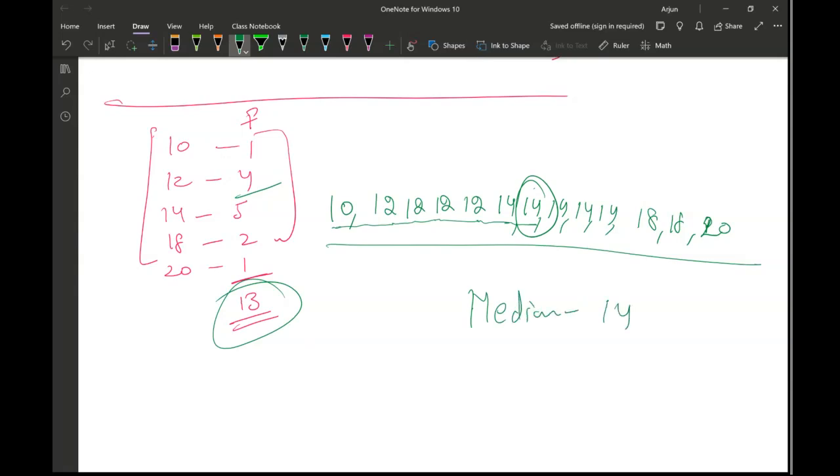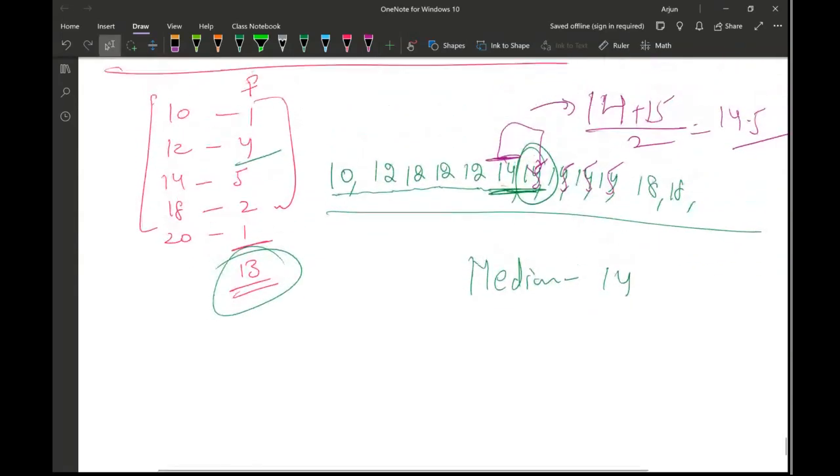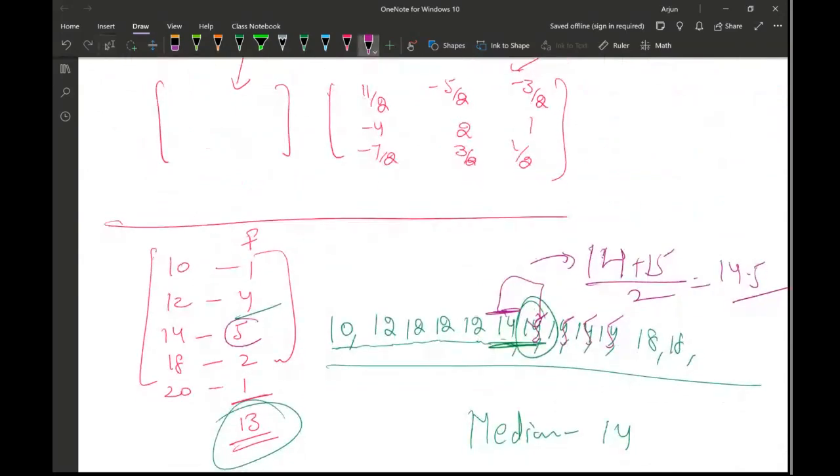Median is 14. Let's say there were 12 terms. This was not the case. So whatever those 6th and 7th values are, you add them. In this case, they came out to be 14 and 14. Let's say they were 14 and 15. So 14 plus 15 divided by 2, 14.5. That's how it's going to become the median value. And mode is the term which is repeating the highest number of times. Mode is also 14. Mode is not 5.